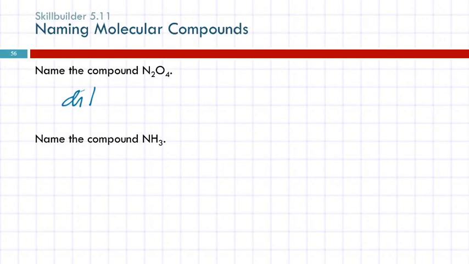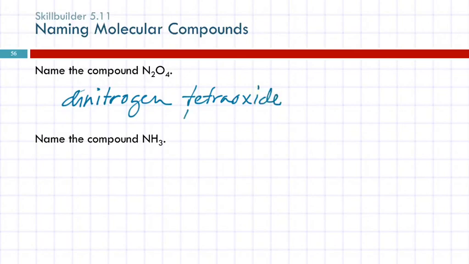So dinitrogen, meaning two nitrogens. Tetraoxide, you'll also sometimes see tetroxide. Honestly, I'm not sure which is the most correct, and I don't care. So either one's fine with me, tetraoxide or tetroxide. Any questions?